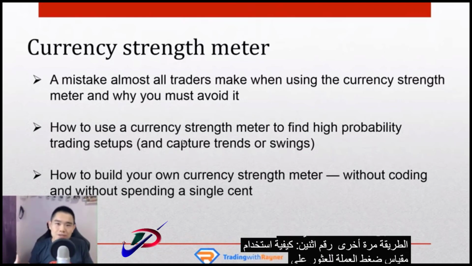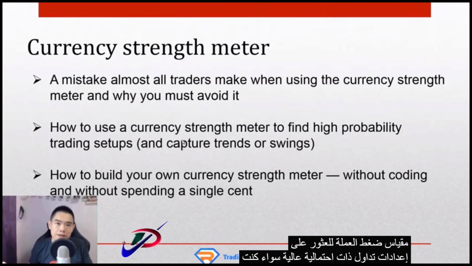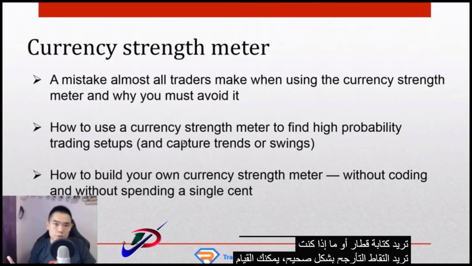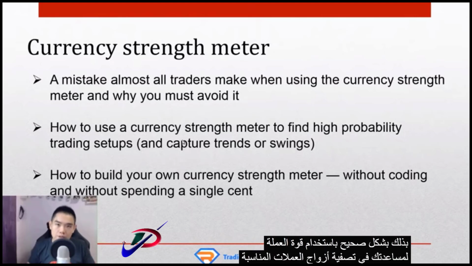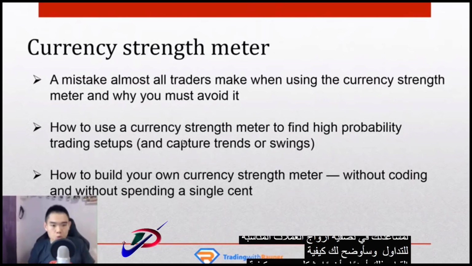Number two, how to use a currency strength meter to find high probability trading setups. Whether you want to ride a trend or whether you want to capture a swing, you can do it with a currency strength meter to help you filter down the right currency pairs to trade. And I'll show you how to do it as well.